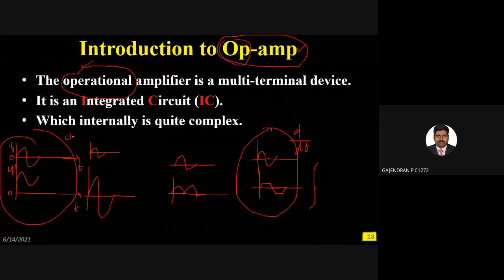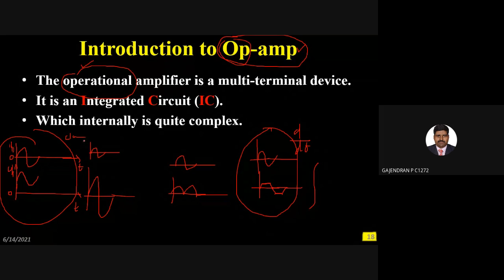So what are this kind of circuits known as? Clamper. Have you studied that term? Yes, sir. So, clamper. This is a positive clamper, or you can also call it a level shifter, or level translator.